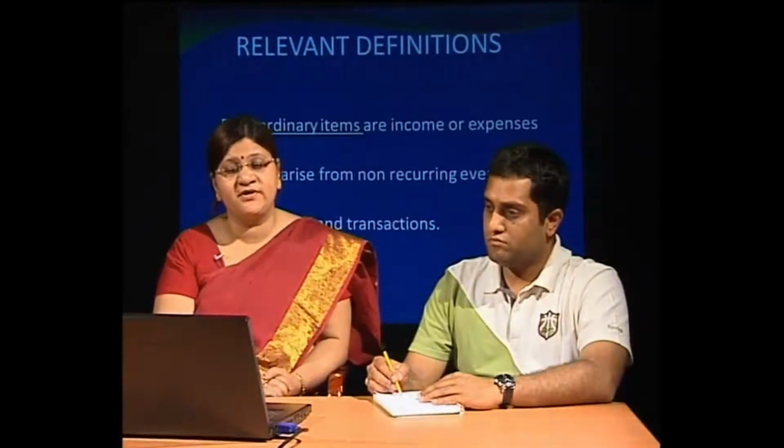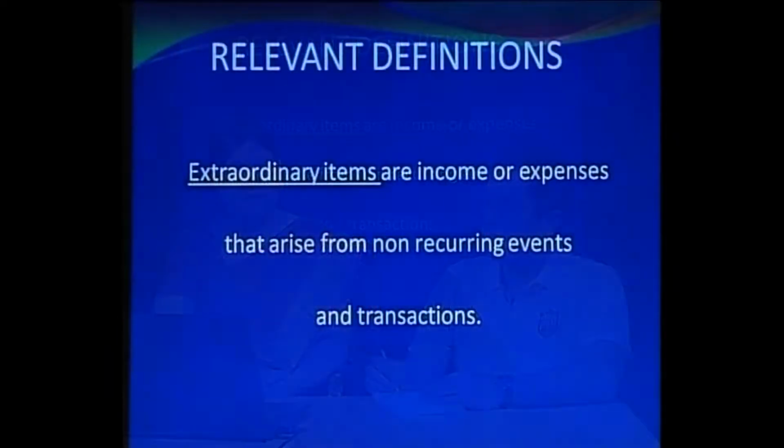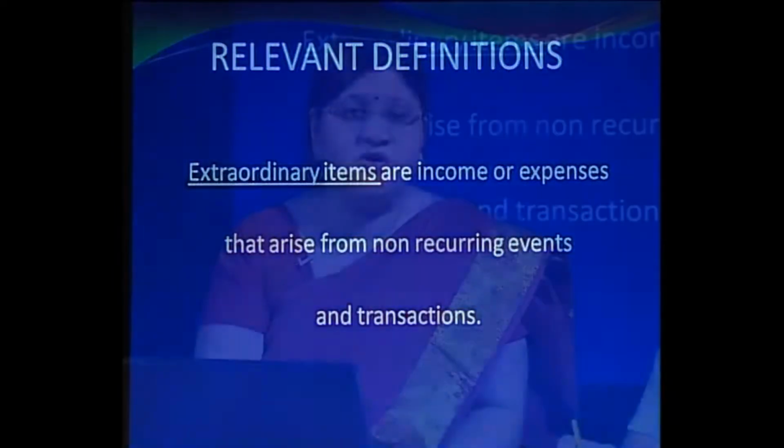Next one is extraordinary item. By extraordinary item we mean such incomes or expenses that arise from non-recurring events and transactions. For example, there is loss by earthquake. Earthquake has occurred and it is non-recurring. It is sudden. So, whatever loss we are facing because of the earthquake is an extraordinary item. So, we have to give its impact on the P&L account separately, showing that such an item is a non-recurring item and is on account of extraordinary loss or income.